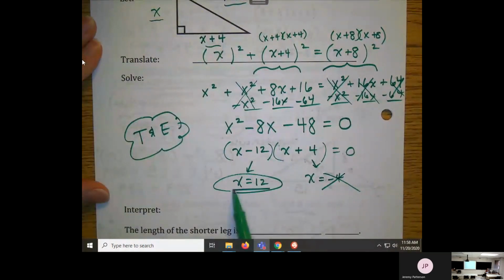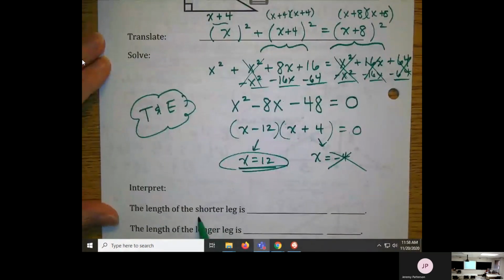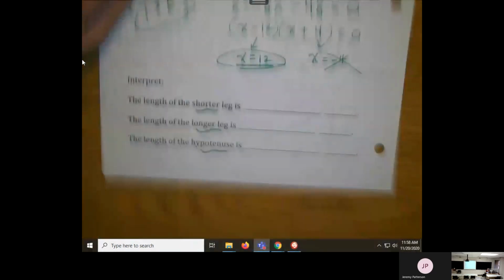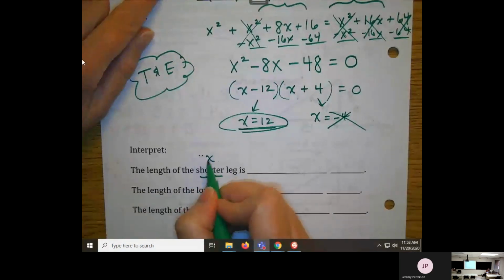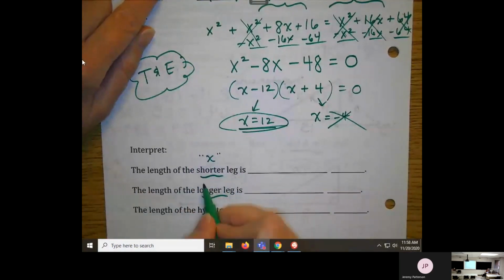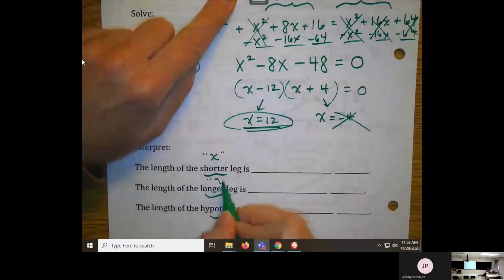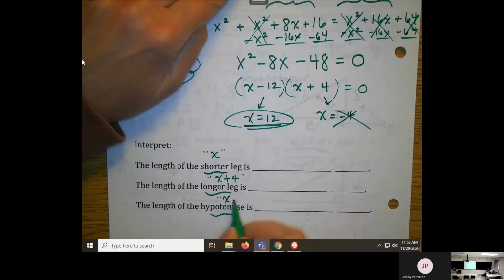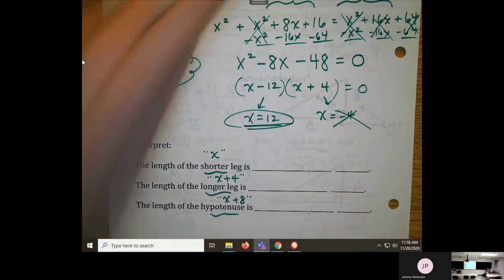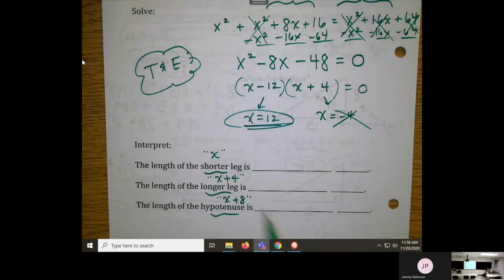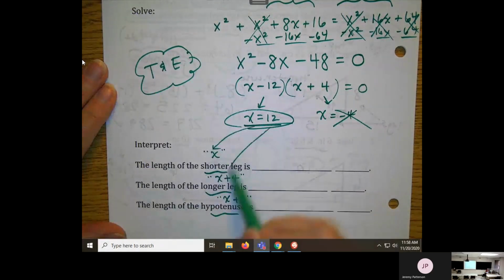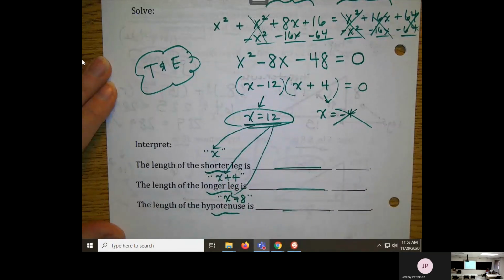So now that we know x is 12, that'll help us figure out the lengths, like the shorter leg, the longer leg, and the hypotenuse. And that's where we want to remember what we did with the triangle up above. We called the shorter leg x. We called the longer leg x plus 4. And we called the hypotenuse x plus 8. So putting 12 in for all those x's, we'll be able to find our three answers.